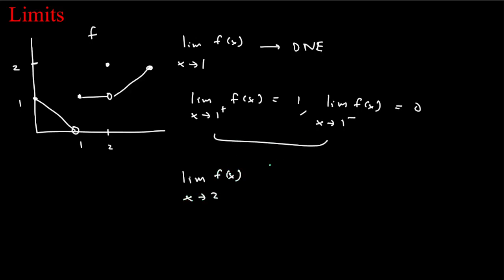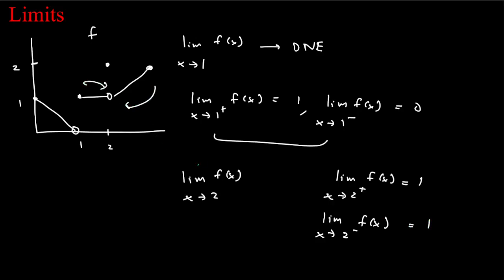If we do a similar analysis, the limit of f of x as x tends to 2 from the right side is equal to 1. And then the limit of f of x as x tends to 2 from the left side is also equal to 1, right? Because this is from the right side, and this is from the left side, both equal 1. That means because the two one-sided limits are the same, our limit is 1.